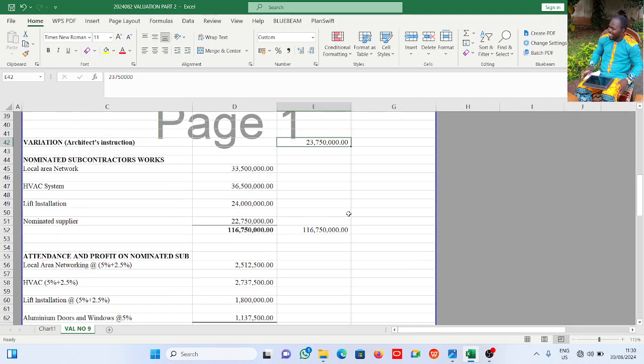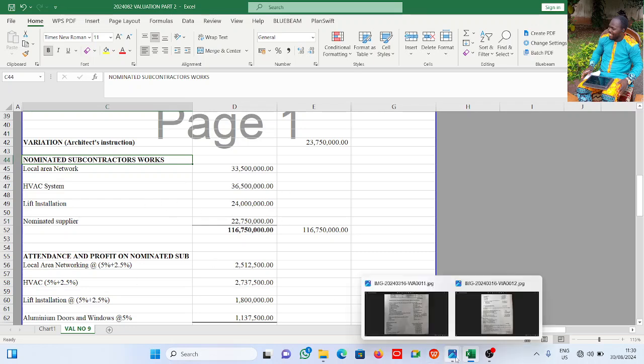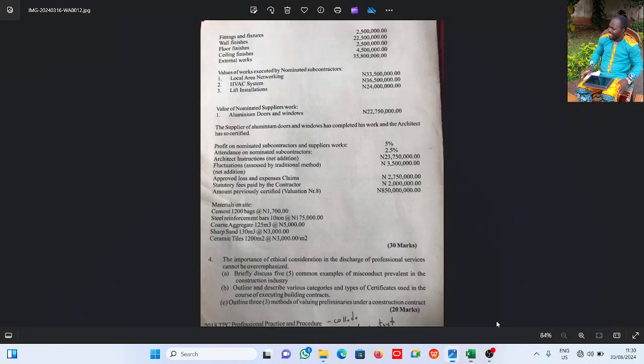Now you see works that are done by nominated subcontractors. Nominated subcontractors are contractors that are suggested by the client to the contractor for a particular item of work. So the valuation comes under that of the contractor. Now, if you come here, the details are in the question. They are not formulated. See them here.